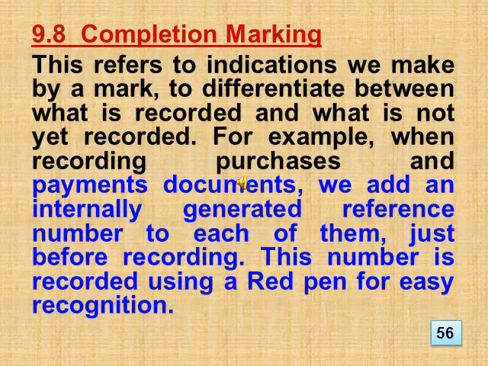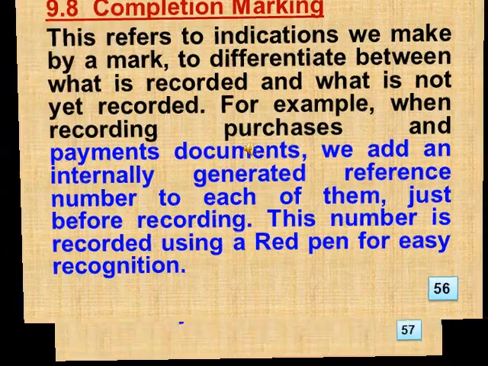Section 9.8. Completion marking. This refers to indications we make by a mark, to differentiate between what is recorded and what is not yet recorded. For example, when recording purchases and payments documents, we add an internally generated reference number to each of them, just before recording. This number is recorded using a red pen for easy recognition.